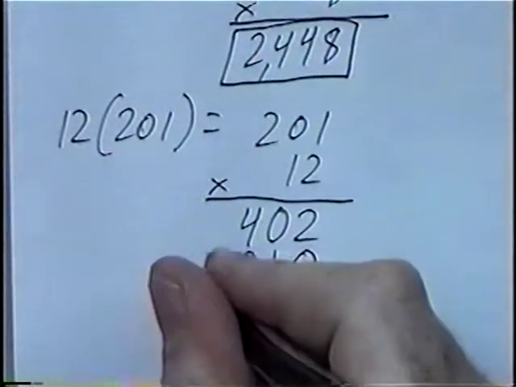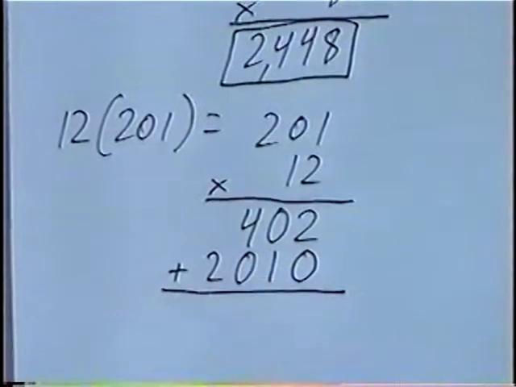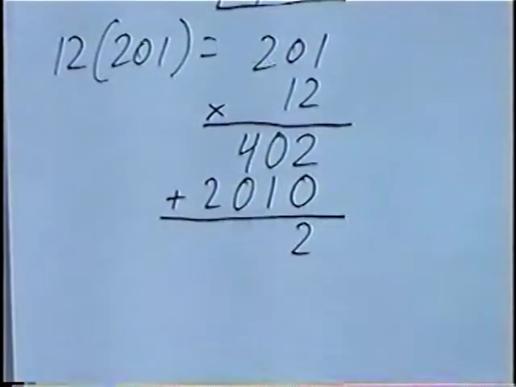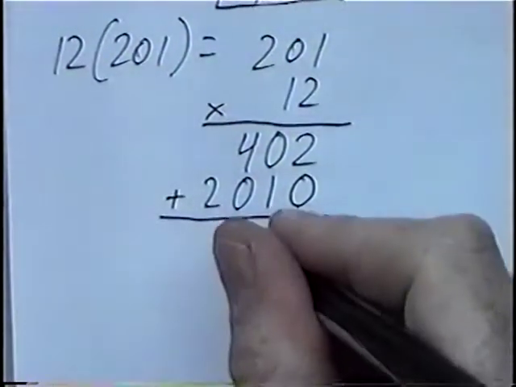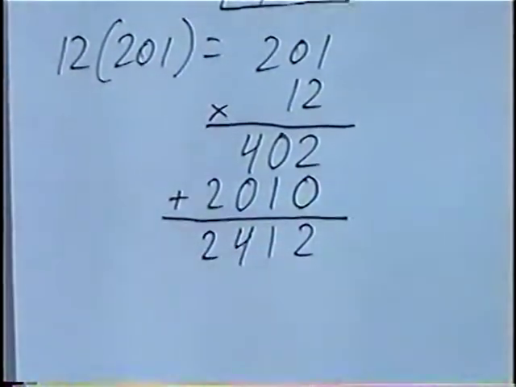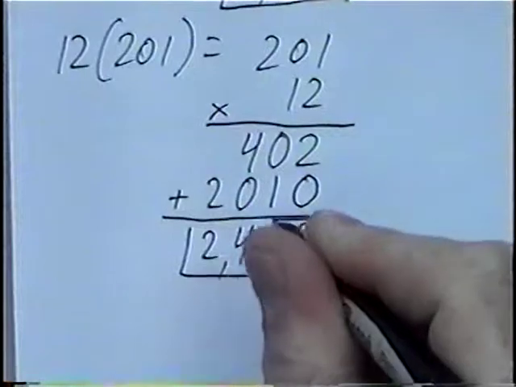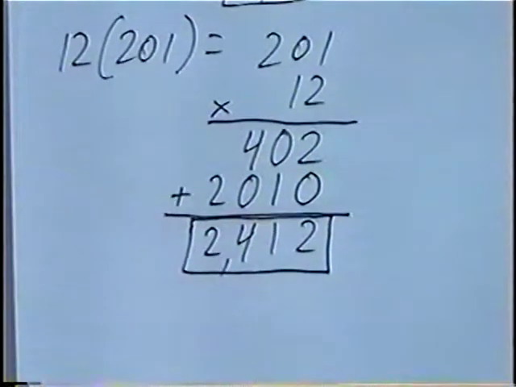When we have 2 rows of numbers, we'll add these together to get our final answer. 2 plus 0 would be 2, 0 plus 1, 4 plus 0, and the 2 comes down. So our final answer, 2,412.